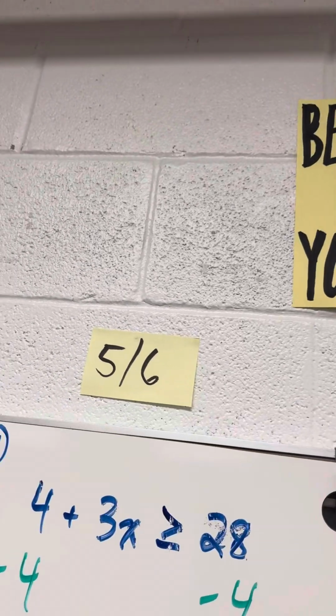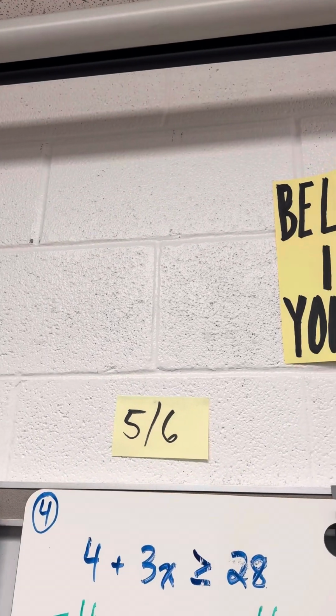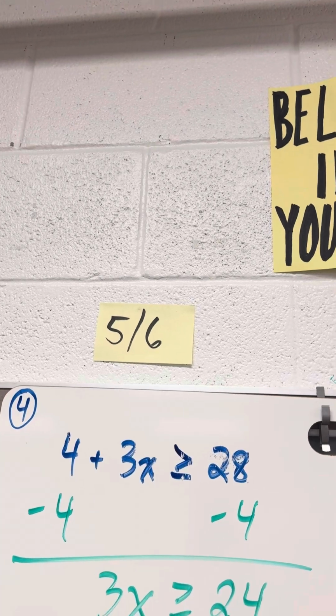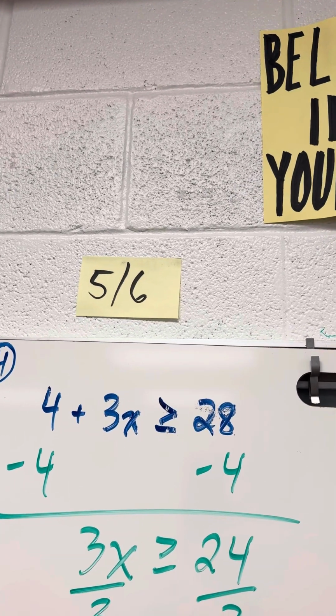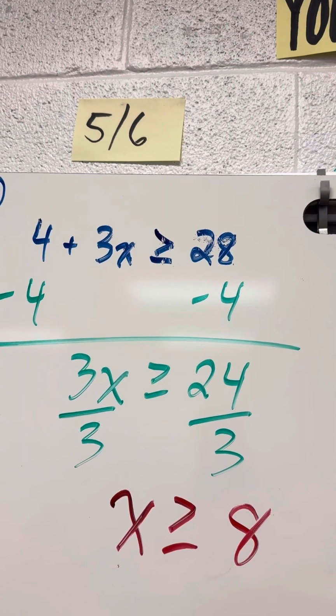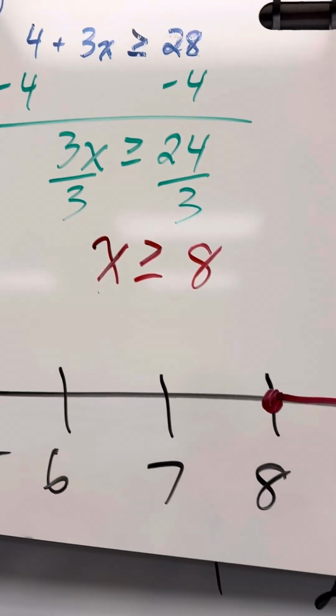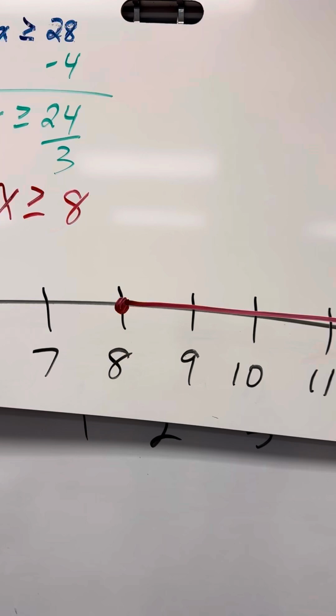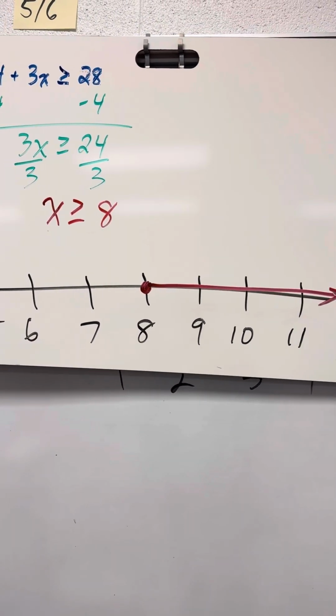4 plus 3x greater than or equal to 28. Minus 4 to both sides, 3x greater than or equal to 24. Divide 3, and x is greater than or equal to 8. So at 8, you have a filled in circle, shade to the right.